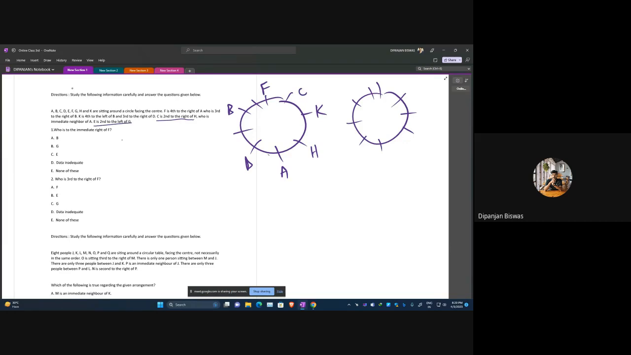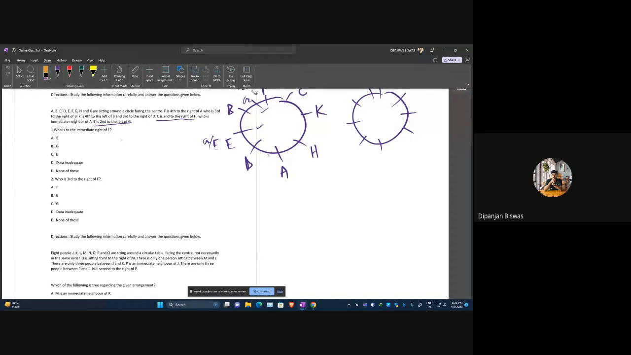Okay. E is second to the left of G. So we have only two vacant positions. G or E can come only in these two positions. If we draw E here, then G should be here. Here E is second to the right of G. So this shouldn't be the picture.